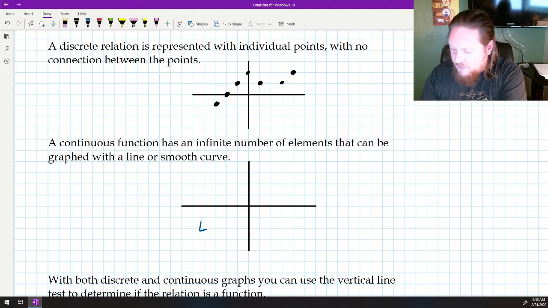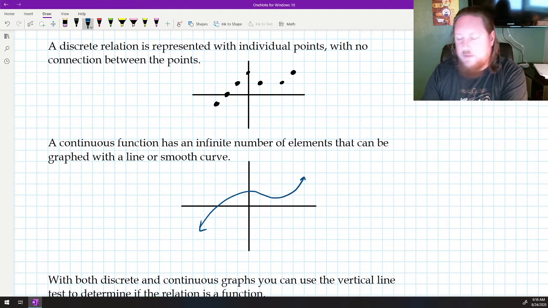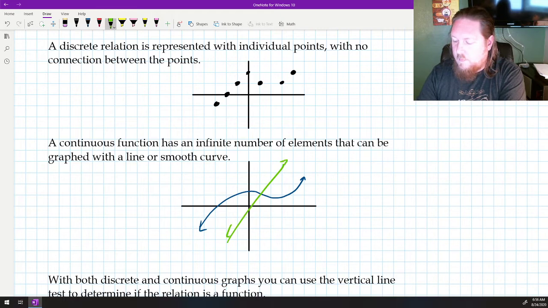I actually kind of messed that one up a little bit. It kind of curled back on itself, and if you ever curl back on yourself on a function, well, you fail the vertical line test and it's not a function. So it could be smooth, it could be a straight line, right? Both of those things are functions.